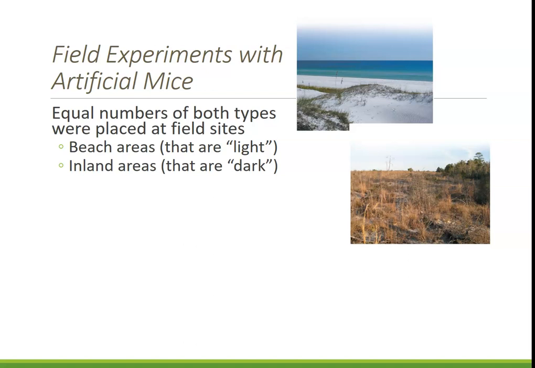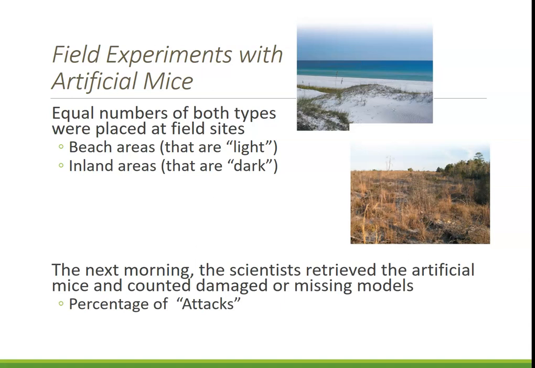Now, what did they do with those mice? They actually took both types of mice, the artificial light mice and the artificial dark mice, and they put equal numbers at both field sites. So at the beach field site, that looks kind of light, where the light population is normally found, and then the dark inland area, which is where the dark mice are normally found. Now, what's important is, like I said, equal numbers of both types were placed at both field sites. So light and dark mice are put into the beach area, the lighter area, and light and dark mice are put into the inland area, the darker area.